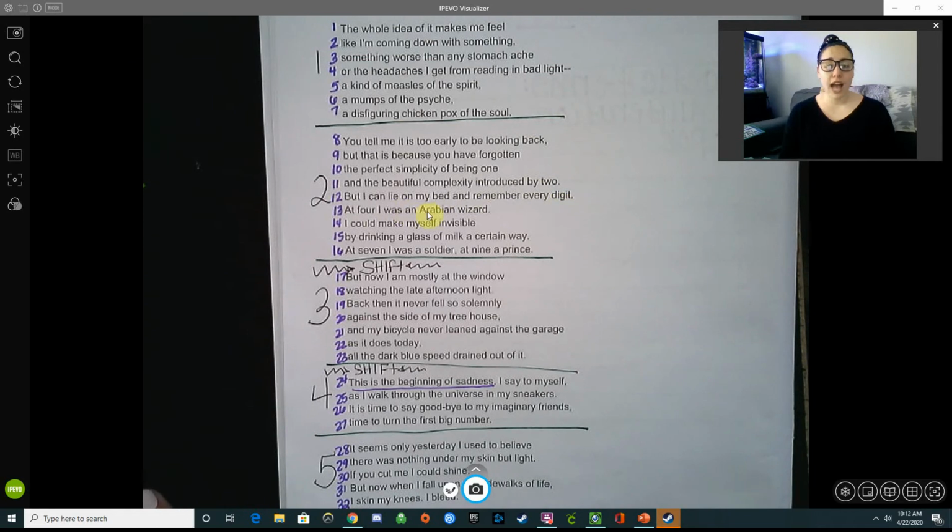At 4, I was an Arabian wizard. I could make myself invisible by drinking a glass of milk a certain way. At 7, I was a soldier. At 9, a prince. But now, I am mostly at the window, watching the late afternoon light. Back then, it never fell so solemnly against the side of my treehouse, and my bicycle never leaned against the garage as it does today. All the dark blue speed drained out of it. This is the beginning of sadness, I say to myself as I walk through the universe in my sneakers.